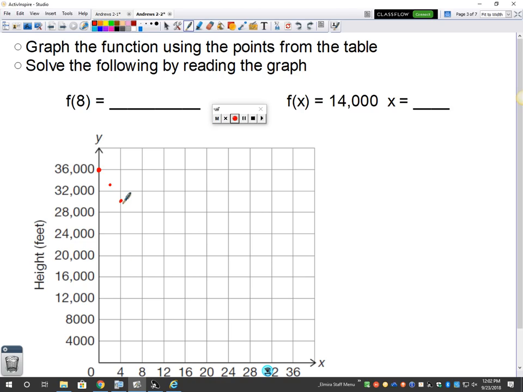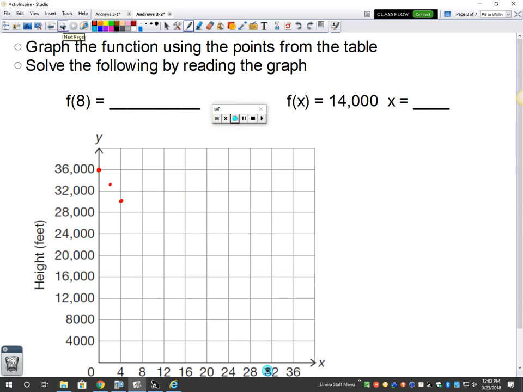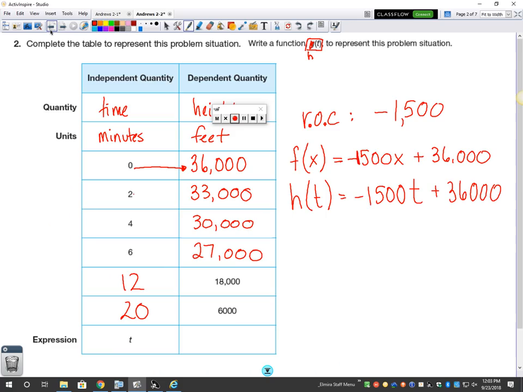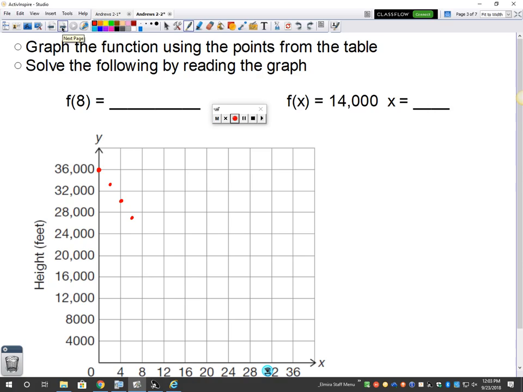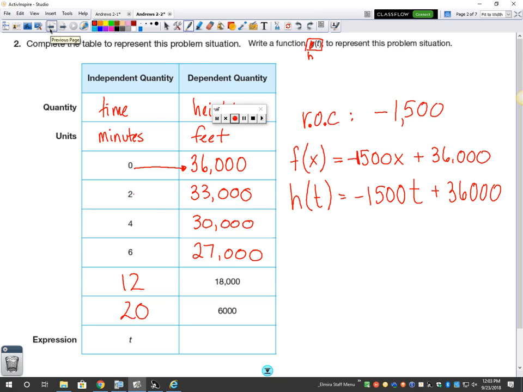That's about halfway. When you draw these dots, this is a linear function. Those dots should be pretty much in a row if you're estimating locations of putting those dots correctly. 6 and 27,000. Whoop, wrong way. 12 and 18,000. Still went the wrong way. 20 and 6,000.